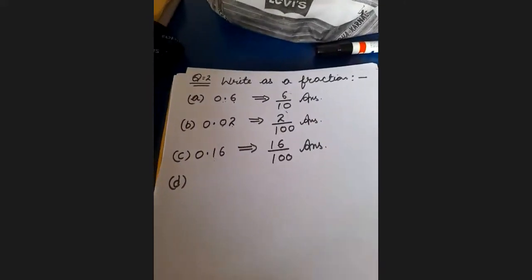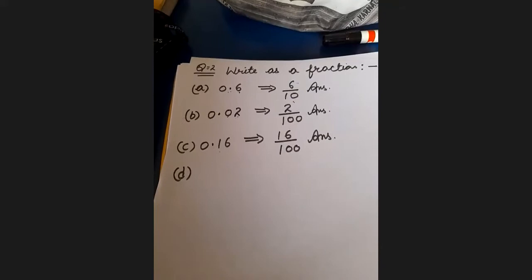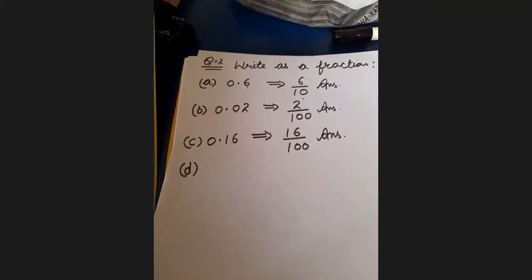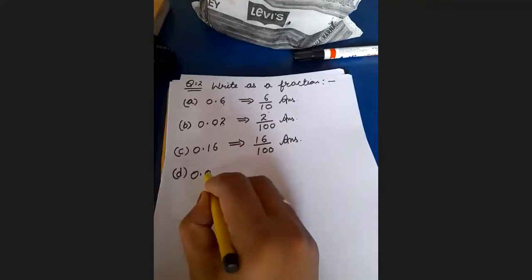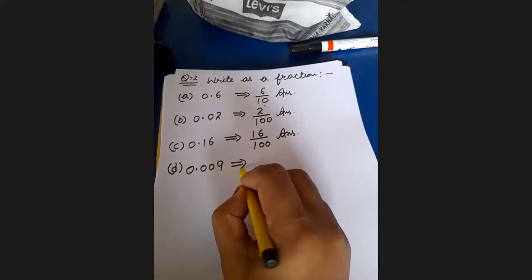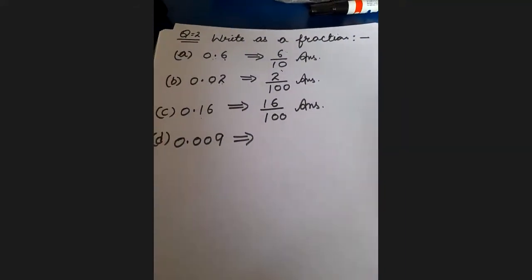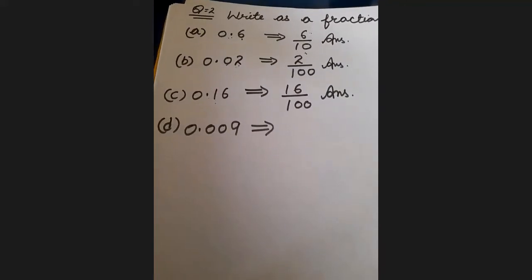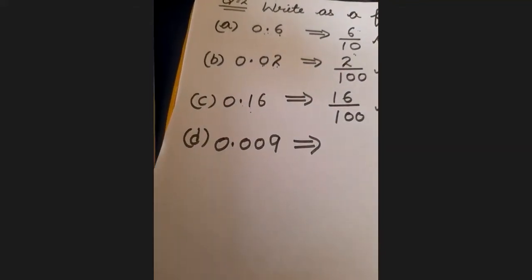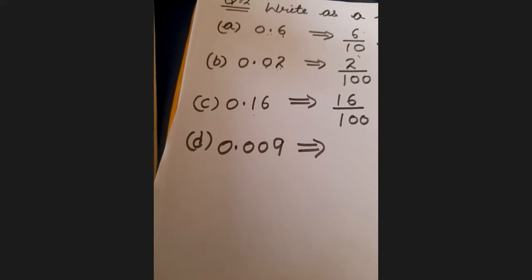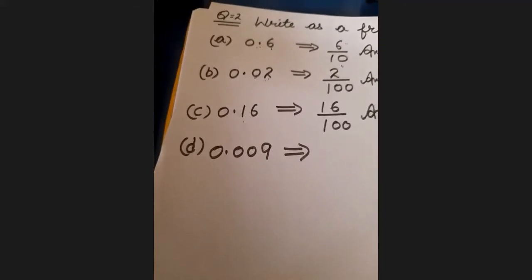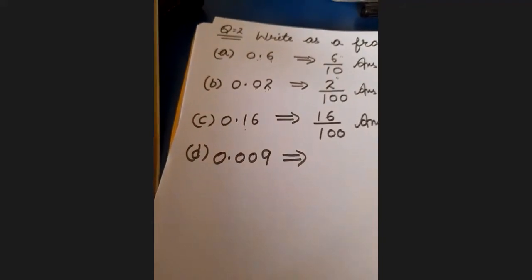Next is part D, 0.009. Now write this decimal number as a fraction. After the decimal, count the digits. 009. We have 3 digits, so we'll write denominator 1000. So the answer is 9 upon 1000.